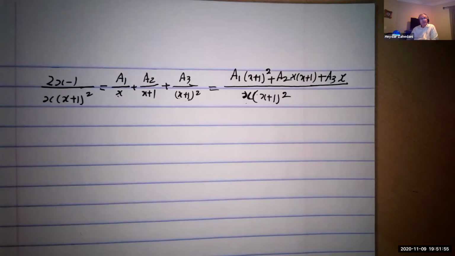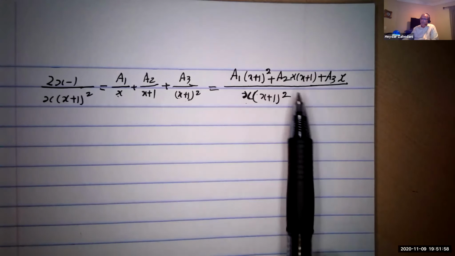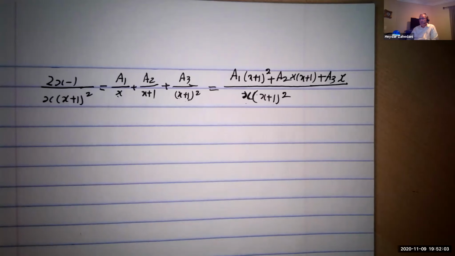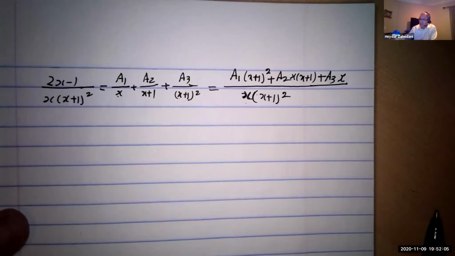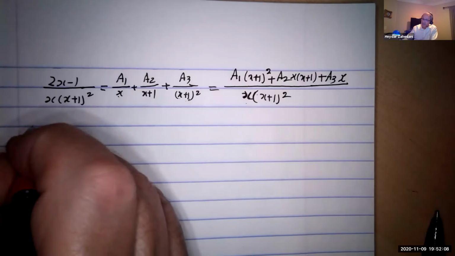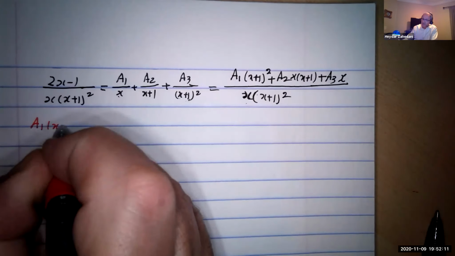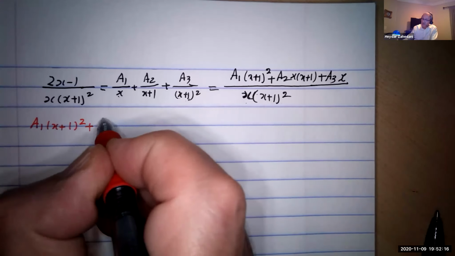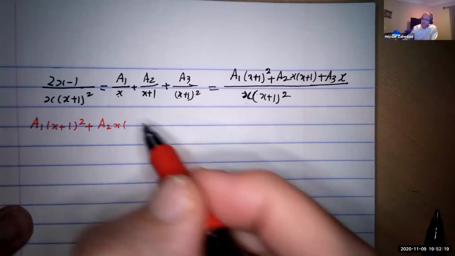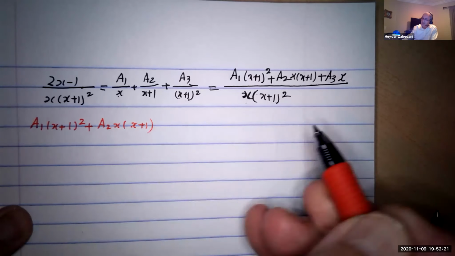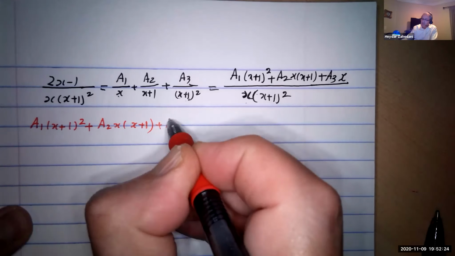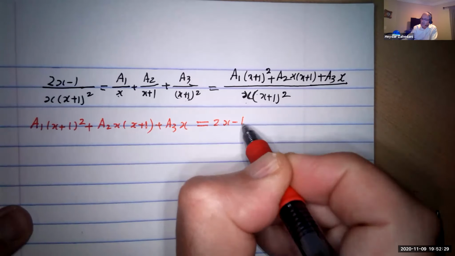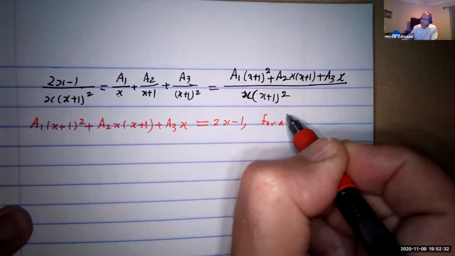Okay, now you get the tops to be equal to each other, because this is the condition for two fractions to be equal to each other. So I start with the other side, so it's going to be a1 times x plus 1 squared, plus a2 times x times x plus 1, and plus a3 times x. Now this must be equal to 2x minus 1 for all x.